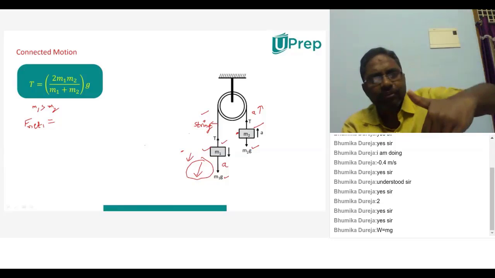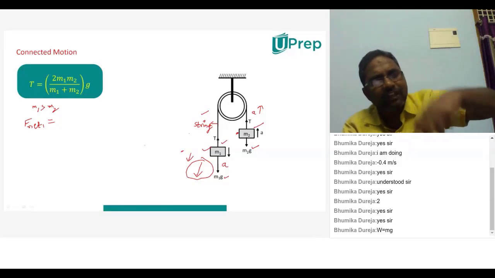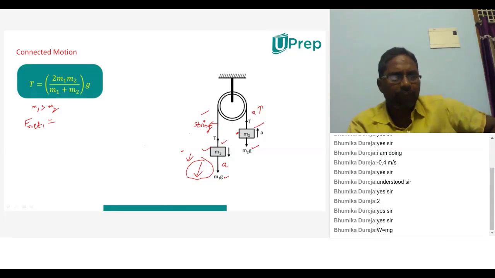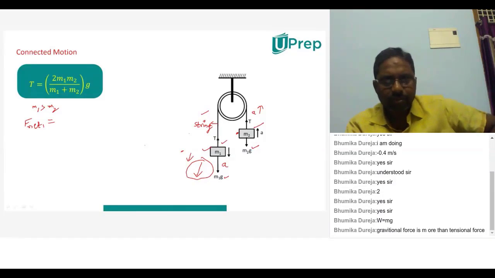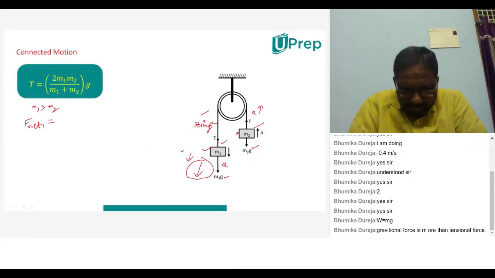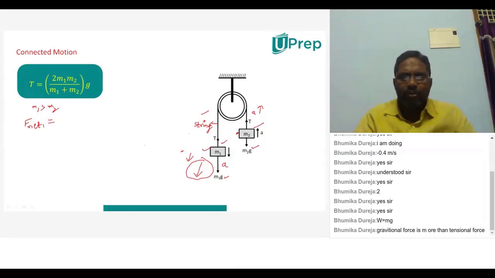It is moving down. It is moving down means weight will be more than the tension, or weight will be less than the tension? Have you got my point? If weight is equal and opposite to the tension, both will be equal and opposite. If both are equal and opposite, will the object move to any side? No, sir, it will not move. If one is more and the other is less, then only it will move, no?